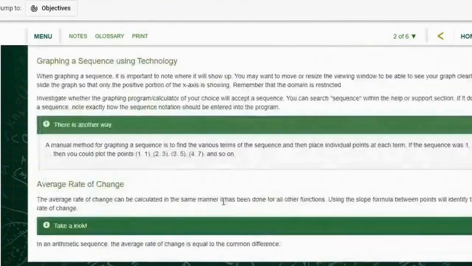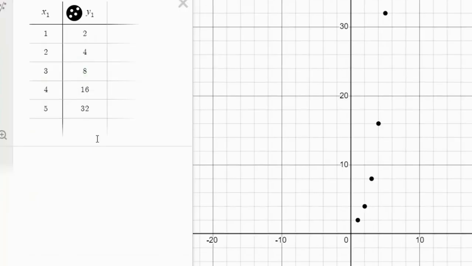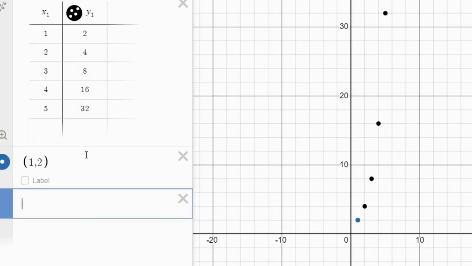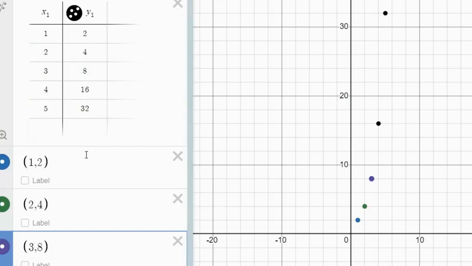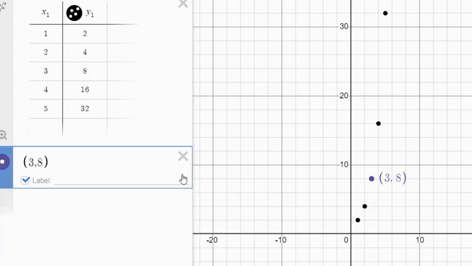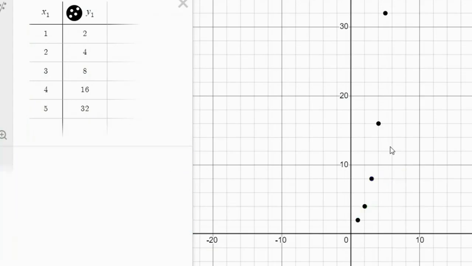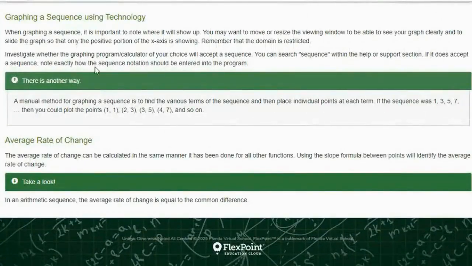But you could also just graph a point, (1, 2). But then you're having to do the parentheses and each point individually, (3, 8). See, that works as well. You can do it as individual points and label them, but it's a lot easier just to make the table and let it graph it as a table. So very, very simple with Desmos.